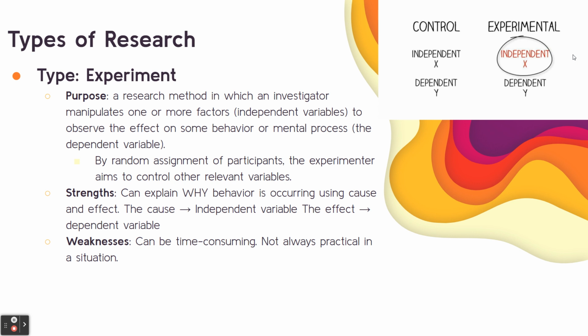So a strength of an experiment is that it can explain why behavior is occurring. This is the only type of research that can actually use the words cause and effect. The cause of something would be the independent variable, and the effect would be the dependent variable. A weakness of an experiment, though, is that it can be time consuming. It's not always practical in every situation. It's also not always ethical in every situation.